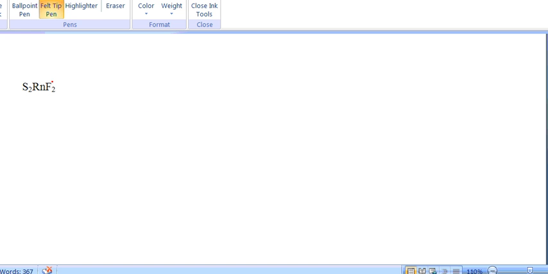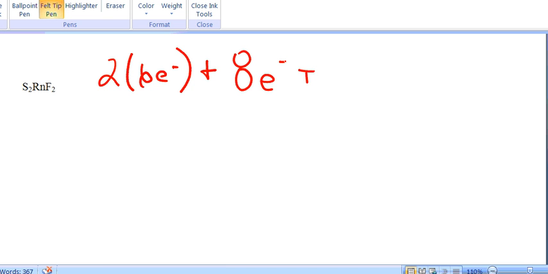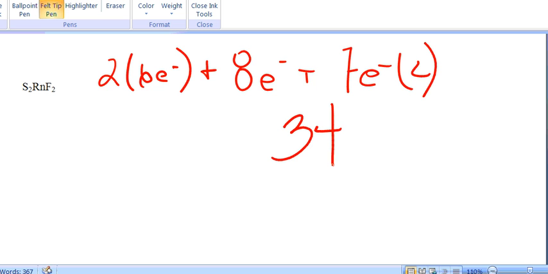Alright, oh, another noble gas. How interesting. Alright, so we have sulfur, 2 sulfurs, and each brings 6 electrons. And then we have radon, again, since it's a noble gas, 8 electrons. And then we have 2 fluorines, so 7 electrons times 2, so 14 plus 8 plus 12, I believe is 34 electrons. Okay, so we're going to be working with 34 electrons in this structure.